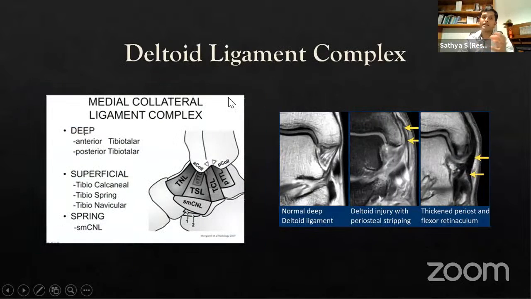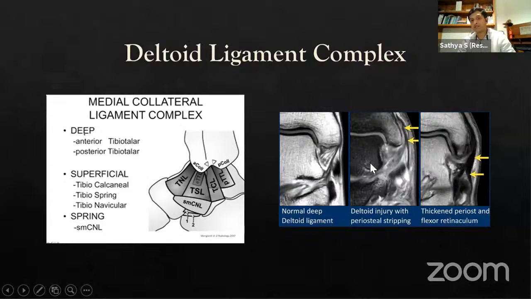So you can see the next is the deltoid ligament complex, how it looks in an MRI. You can see the talonavicular part of the deltoid, then the superficial and the deep layer of the tibiospring ligament complex area, then the tibiocalcaneal part of the deltoid, and the posterior tibiotalar ligament, which are all the whole complex of the deltoid ligament along with the spring ligament that is present, which is connecting to the calcaneonavicular ligament area.